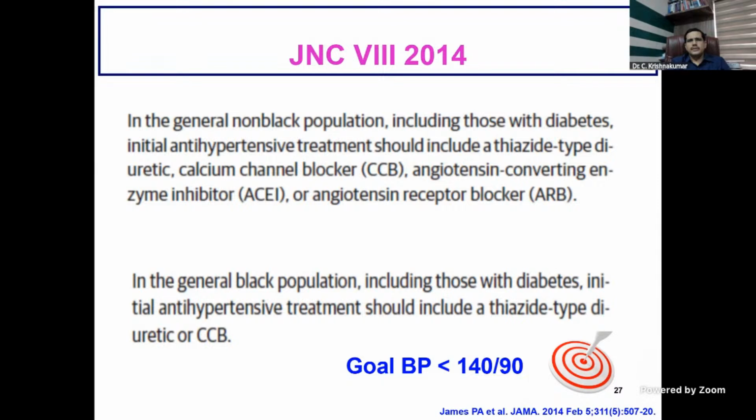In the general population, including those with diabetes, initial antihypertensive treatment should include a thiazide diuretic or CCB. So goal BP should be less than 140 by 90. It was published by James PA et al. in the Journal of the American Medical Association in February 2014.